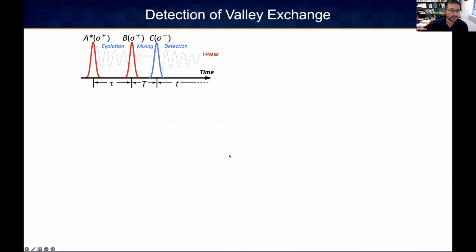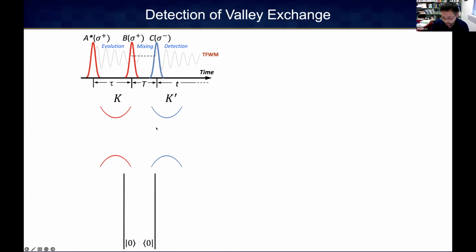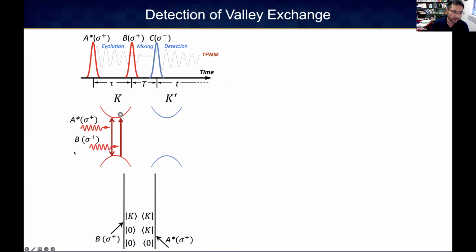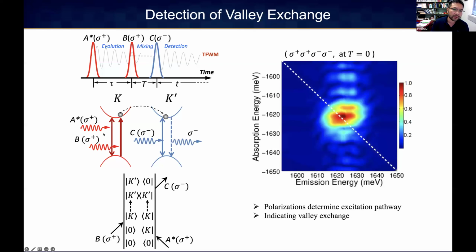the system. Okay, so now if you use different polarizations, then you can actually selectively excite different valleys. So for example, if you use sigma plus two pulses, then you will generate a population in the K valley. And then there could be an exchange between K and K prime. And if that happens, and then the third pulse is sigma minus, then you will be able to probe the signal that comes from the other valley, which actually is dependent on this exchange between the two. Therefore, by doing these experiments, you can actually directly probe the valley exchange between the two valleys.